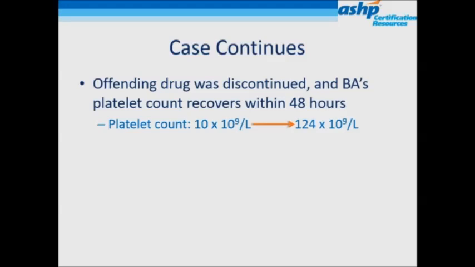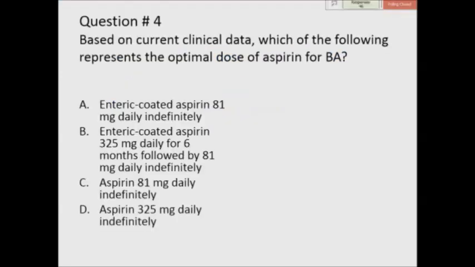We stopped the 2B3A receptor antagonist, obviously. That was driving the thrombocytopenia. His platelet count recovers very rapidly. So we took away the antigen. It's now at 124,000, so it's on its way to recovery, on its way to baseline, which is what we wanted to see. So which of the following represents the most optimal dose of aspirin for patient BA?